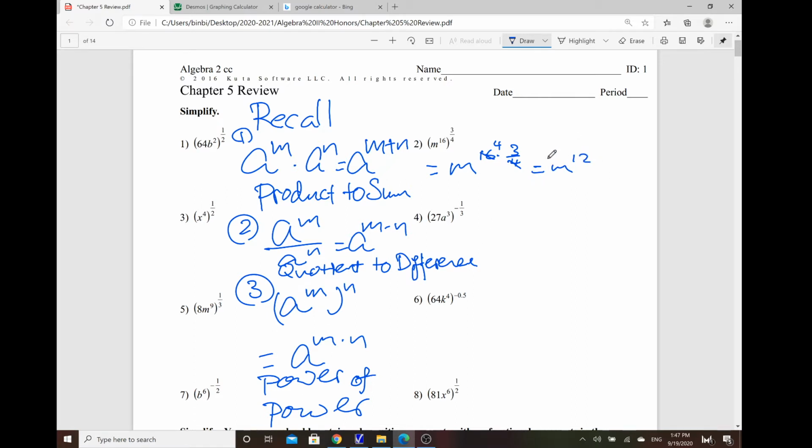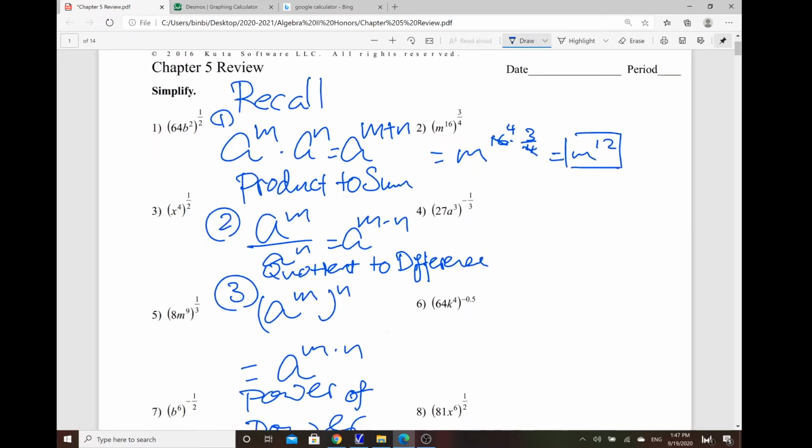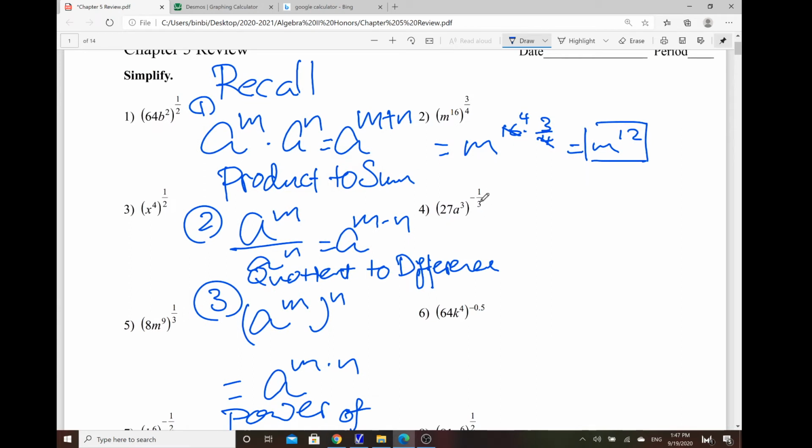And nothing we can simplify from here, so that means the simplest form. And then 27a to the power of 3, and then the whole quantity to the power of negative 1/3. As you can see, that's a negative exponent, the one outside the parentheses here. So what we can do, we can just convert that to the reciprocal form. So it's 1 over 27a cubed, and then the whole quantity to the power of 1/3.